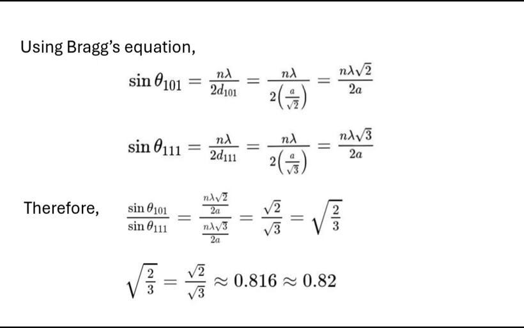Therefore, the ratio sin theta 1 to sin theta 2 can be written as root 2 by 3. The value of root 2 by 3 is 0.82. Hence, the ratio sin theta 1 to sin theta 2 is equal to 0.82.